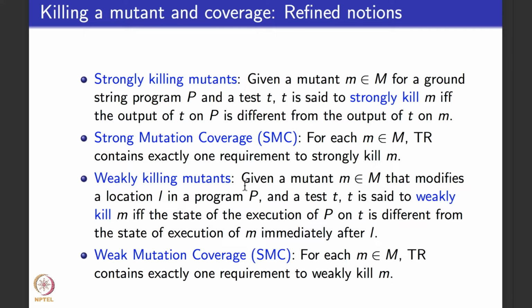A weaker notion of killing a mutant, which is what I explained to you now, is that I might do a mutation by applying one mutation operator to a program, but all that I want to know is whether at that statement there is a change in the behavior of the program. I may not expect the change to propagate all the way to the output. That's what weakly killing a mutant captures. So what is weakly killing a mutant? Given a mutant that modifies a particular location L or a statement in the program, a test case T is said to weakly kill the mutant if the state of the program P on applying T is different from the state of the mutated program immediately after that statement L at which mutation was applied. Is that clear? Just as for strong mutation coverage, we take mutation coverage and refine it to weak mutation coverage. What does weak mutation coverage say? For each weak mutant M, TR contains exactly one requirement to weakly kill M.